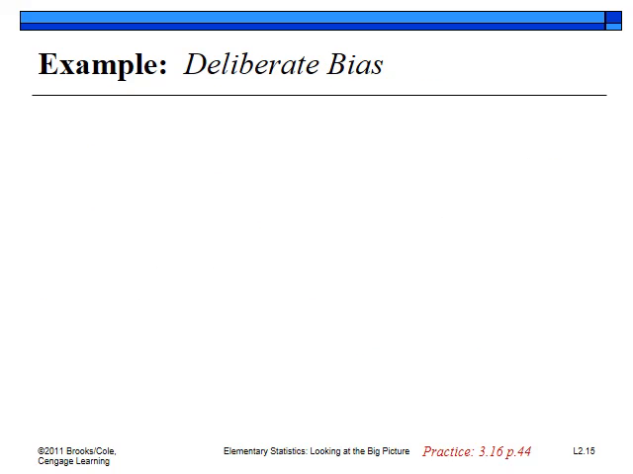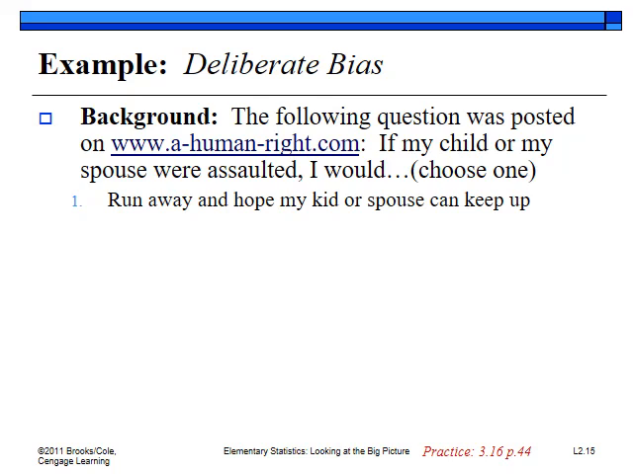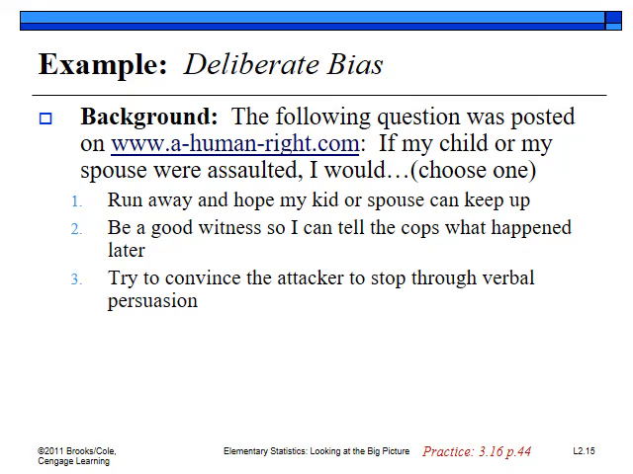Next, we'll look at examples of deliberate bias. Let's look at a question that was posted on this website. If my child or spouse were assaulted, I would choose one of these. Run away and hope my kid or spouse can keep up. That seems pretty callous. Be a good witness so I can tell the cops what happened later. Try to convince the attacker to stop through verbal persuasion. Or option number 4, fight to stop the attack.